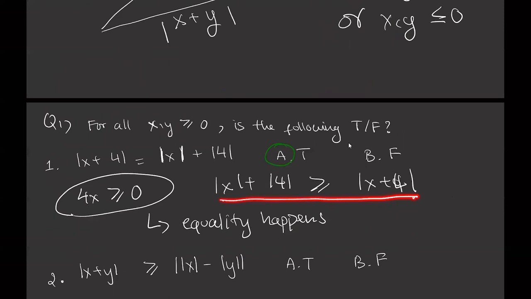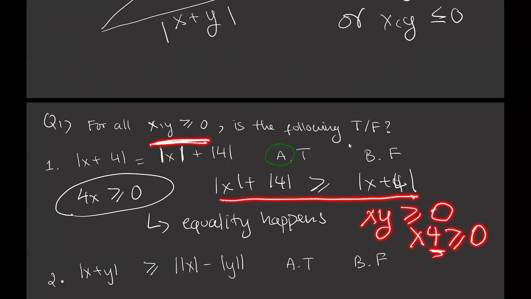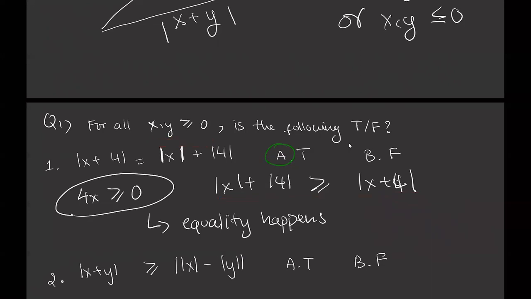And I want to know if the equality happens. And it happens when x and y have the same sign, right? And y here is 4. So I want to know if x times 4 is greater than or equal to 0. And x here is a non-negative number. 4 is also a non-negative number. So if you multiply them, you get a non-negative number. So that's why the equality happens. And that's why this one is true. Does this make sense?